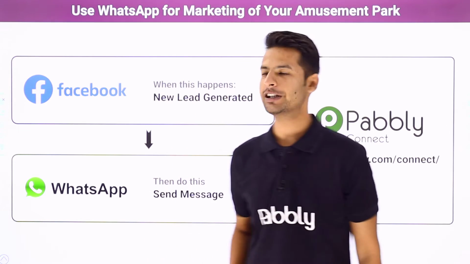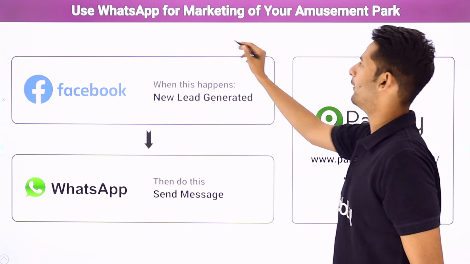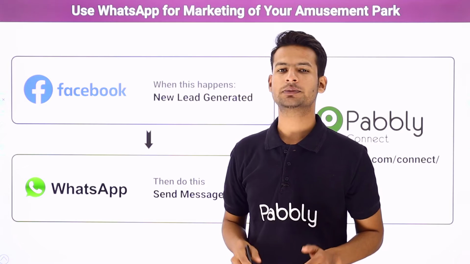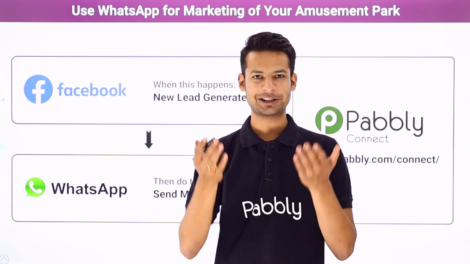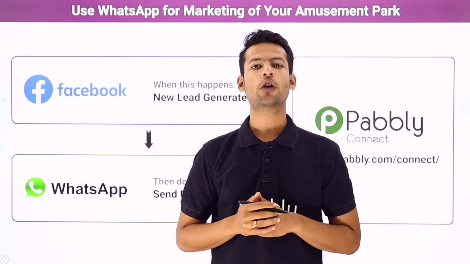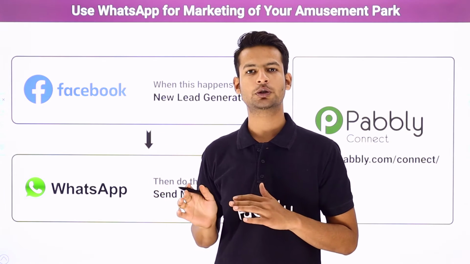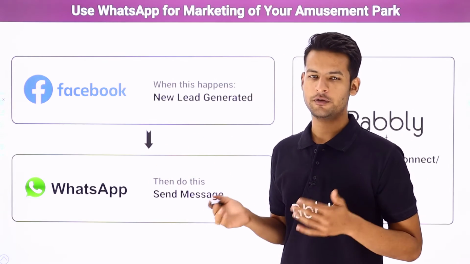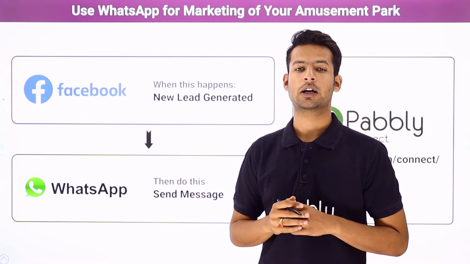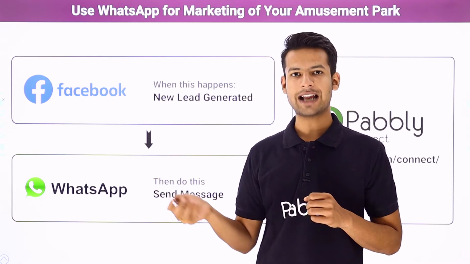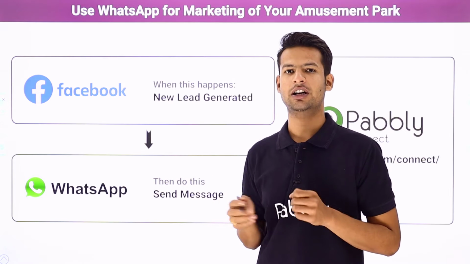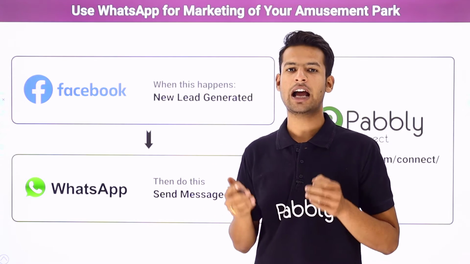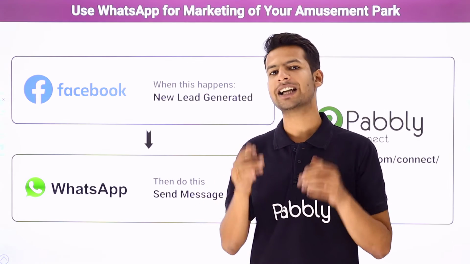Today in this video we will learn how to use WhatsApp for marketing of your amusement park. So the idea here is, imagine you have an amusement park. Now you have advertised about your amusement park on Facebook. You have run an advertisement on Facebook about your amusement park. Now through that advertisement, new leads have been generated. Customers are coming and entering your advertisement, and because of that, new leads are being generated.